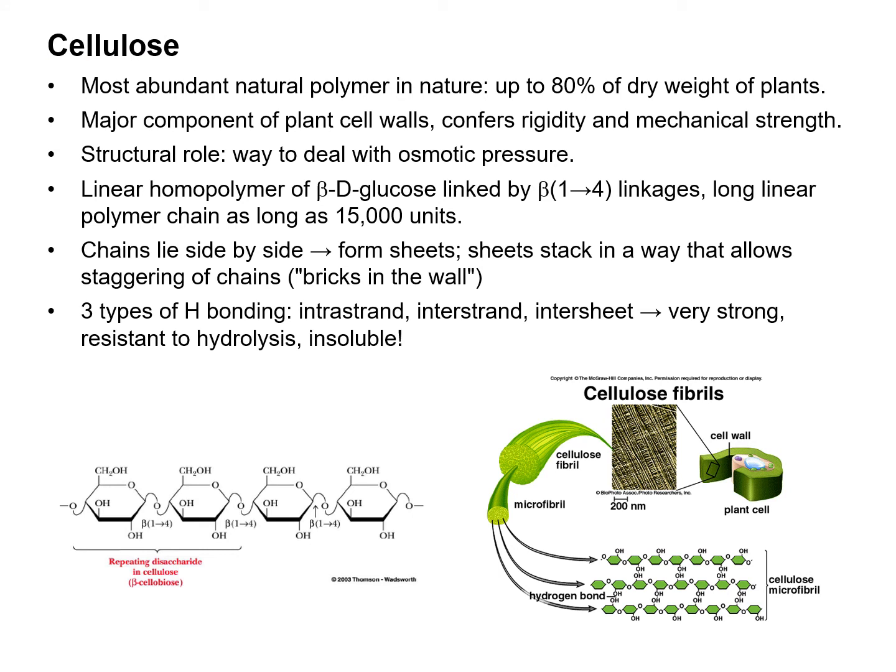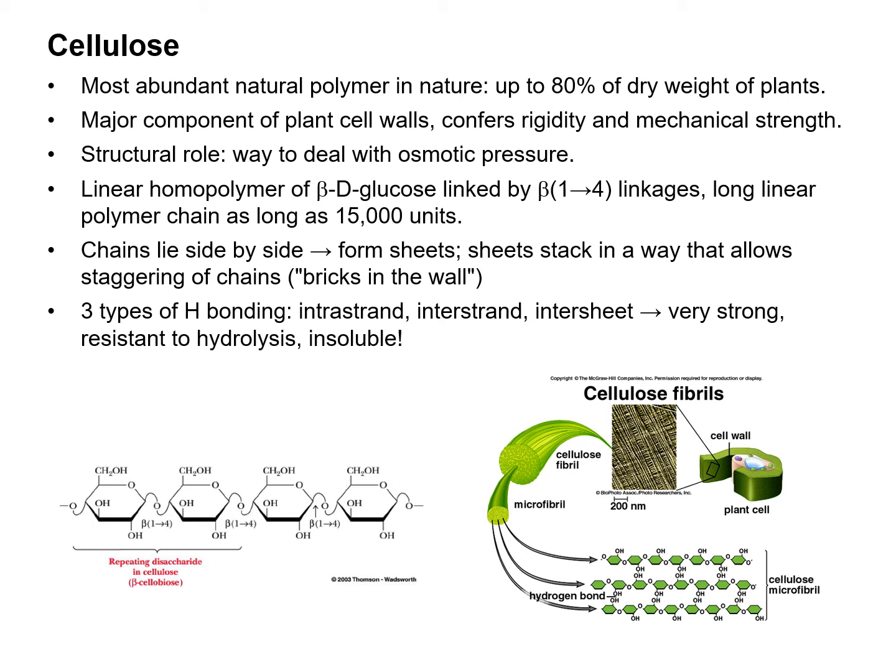Cellulose, which has a structural role, is the most abundant natural polymer in nature. It makes up to 80% of the dry weight of plants. Specifically, it is a major component of the plant cell walls, and it confers rigidity and mechanical strength. That property is used for the structural role of cellulose, which gives plants a way to deal with osmotic pressure. The plant cell itself has a low osmotic pressure, so if there's no cell wall, then all the water will rush into the plant cell and make it burst.